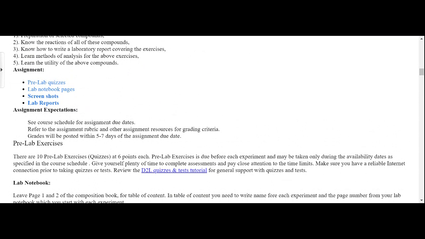Assignments. You have 4 different assignments: pre-lab quizzes, lab notebook, screenshots, and lab reports.